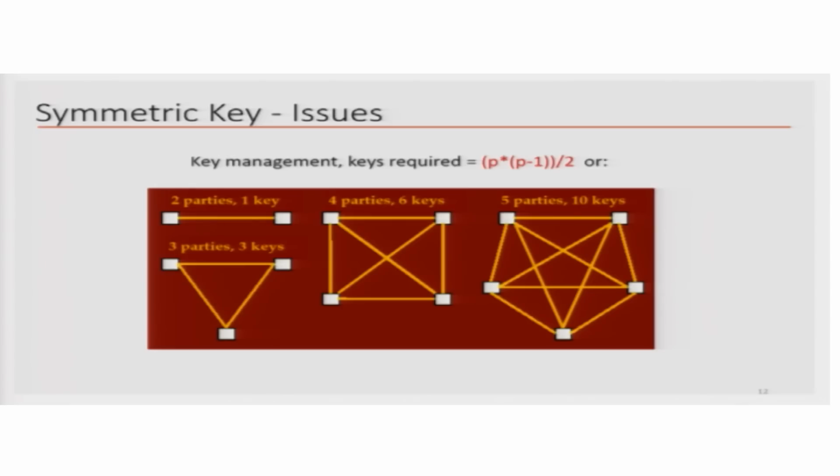The other problem is that if you have two parties, then you have one key, but if you have three parties, then you need 3 combination 2, which is 3 keys. If you have 4 parties, 4 combination 2 is 6 keys, and if you have 5 parties, then you have 5 combination 2, which is 10 keys. So, this way the number of keys between parties also increases very quickly, at quadratic speed, and that is another problem, that you have to maintain so many keys for every pair of communicators. So, that is another issue with symmetric key cryptography.